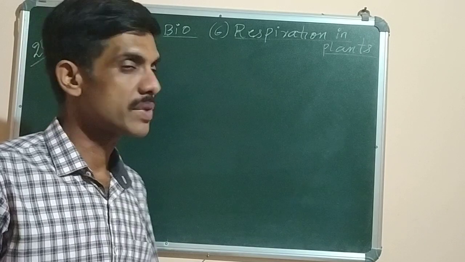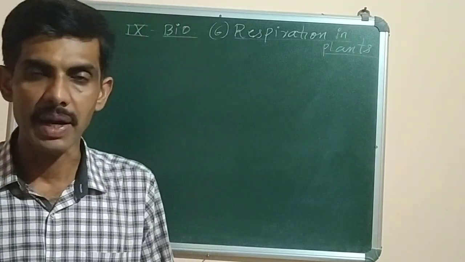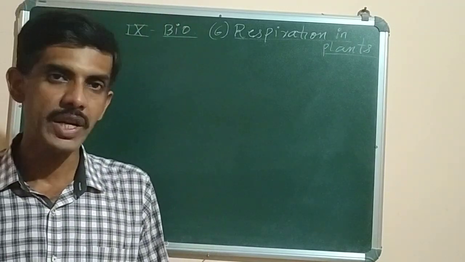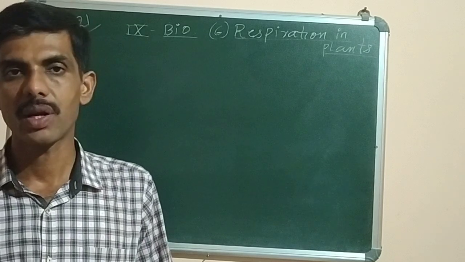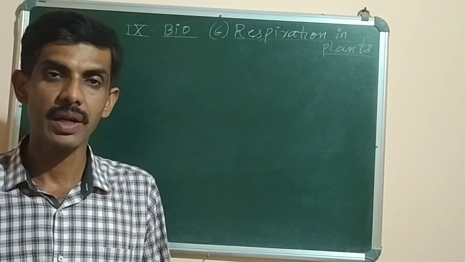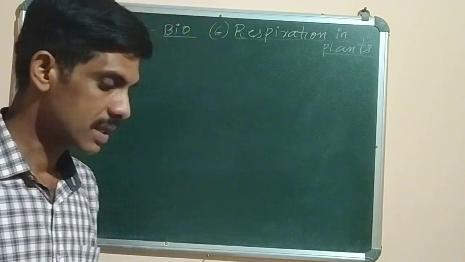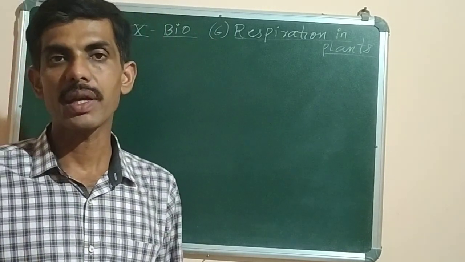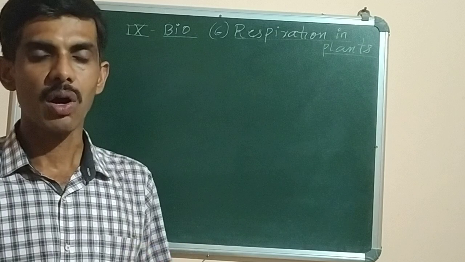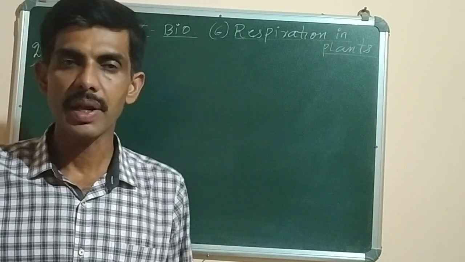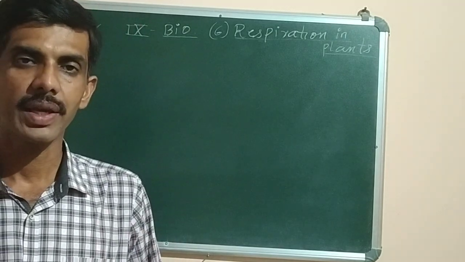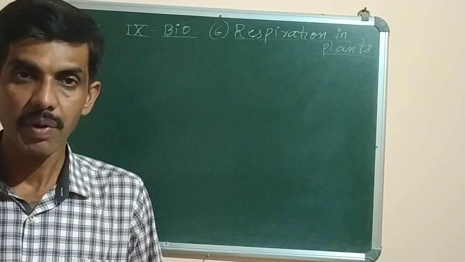We'll continue with the same chapter number 6, respiration in plants. We had already studied 2 experiments based on respiration. Today we are going to study the third experiment, that is to show that seeds take in oxygen during respiration. You know that oxygen is one of the important gases needed during respiration. And how can we prove it?